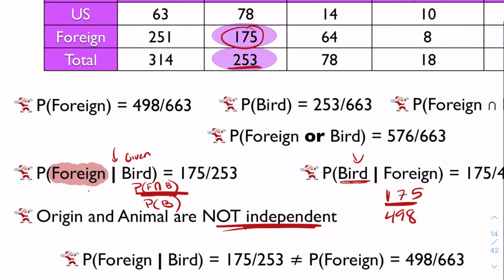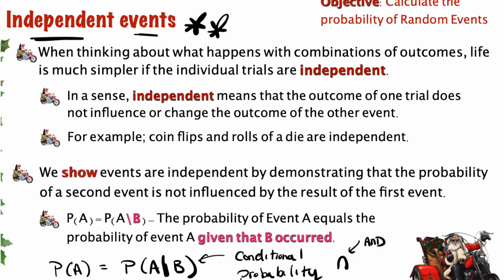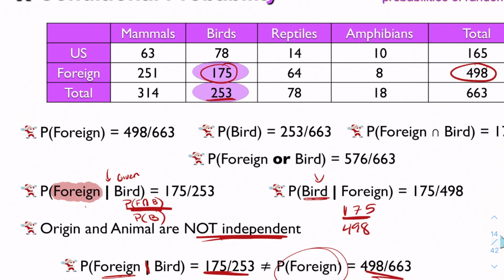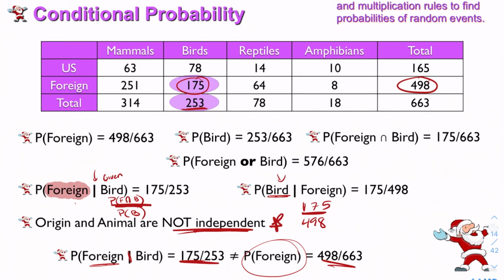for independence, think back to the notes from chapter 14. If not, I can put them on the screen for you all. The chances, saying what's the probability that they are foreign, given that they are a bird, is not equivalent to the probability that they are just foreign. If these two were equal, then one wouldn't depend on the other. And this idea of independence comes back again and again because it matters.